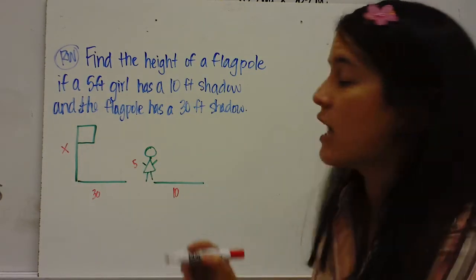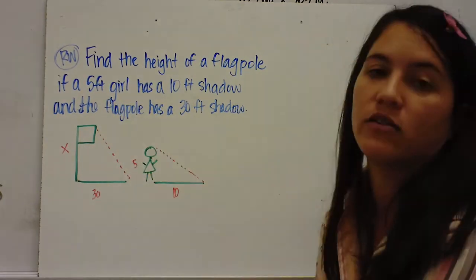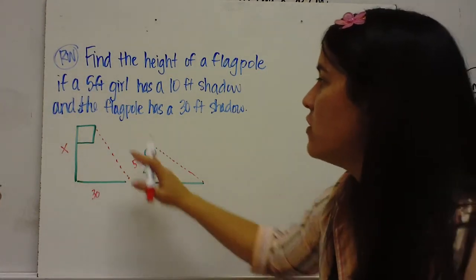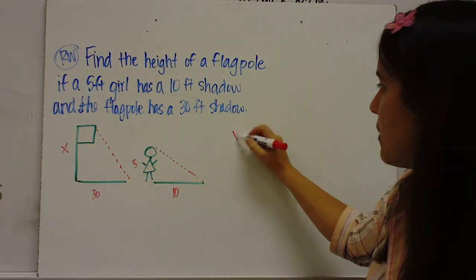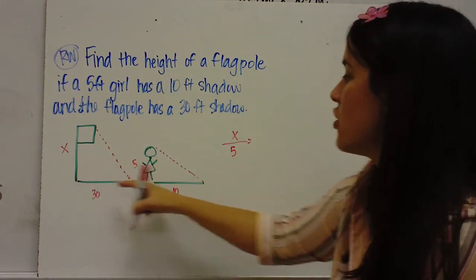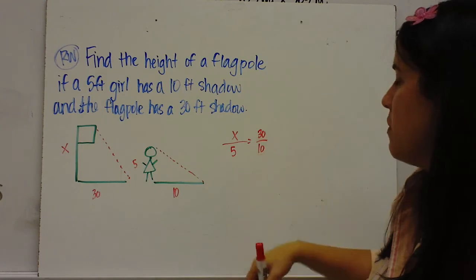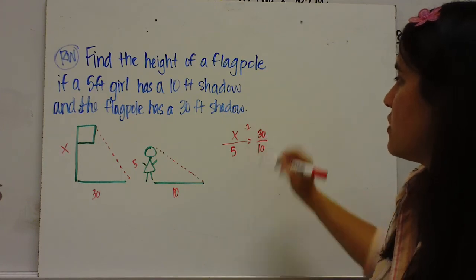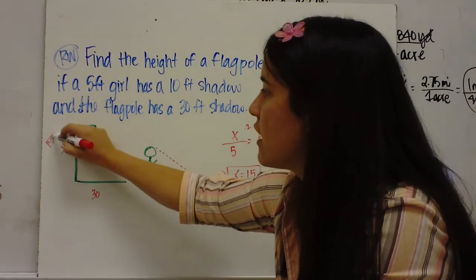If you notice, we're going to set up a picture and make similar right triangles. We know these triangles are similar because of the angle theorem. They both have a 90-degree angle, and when the sun is shining down, the other two angles are going to be congruent. So we're going to set up a proportion: x over 5 equals 30 over 10. You can cross multiply and then divide, or maybe you see the pattern. 5 times 2 is 10, so x times 2 is 30, which means x has to be 15. So the flagpole would be 15 feet.